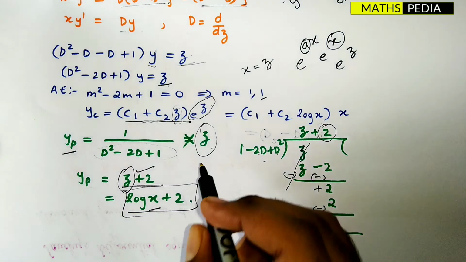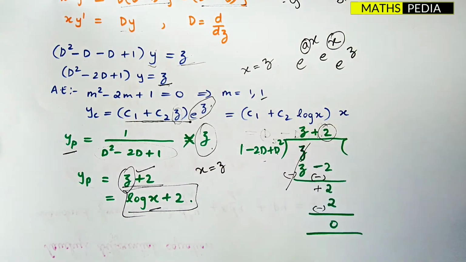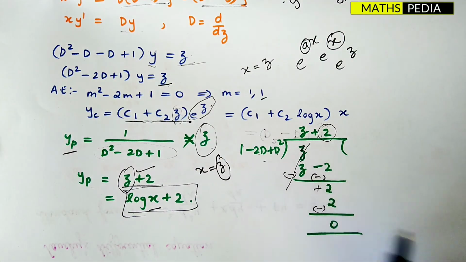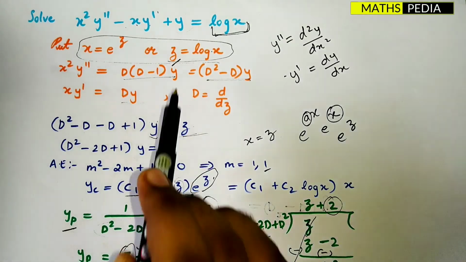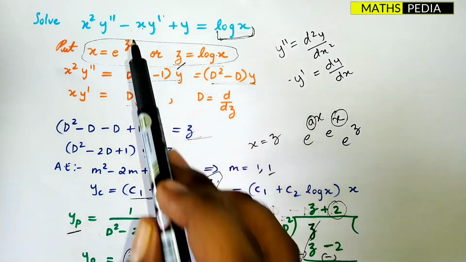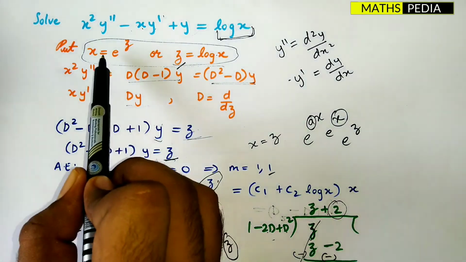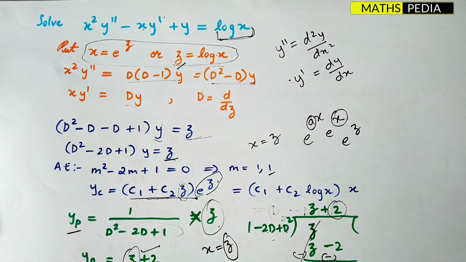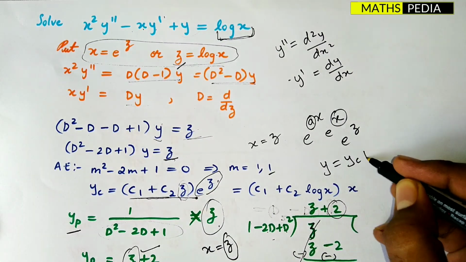Z form means you have to replace x with z, that's it. Then whatever z form is there, we have discussed before also, that z = log x, x = e^z, that you have to see. E^z with x, z with log x, that's it. So what is the final solution? As we know, we have got the final solution. Then just write it in the form y = yc + yp.